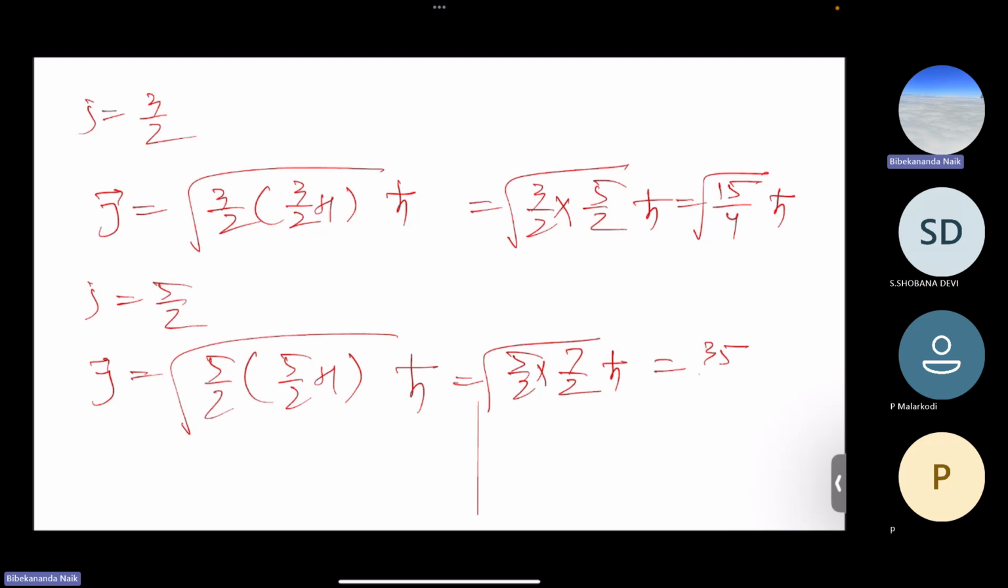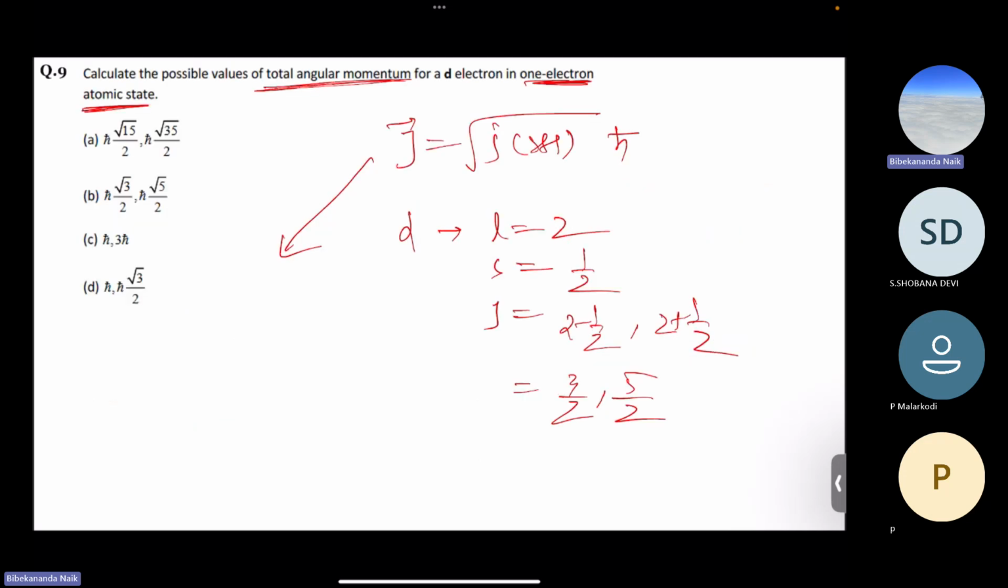by 4 h cross. So the correct option is root 15 by 2 h cross, root 35 by 2 h cross. Here root 4 is 2, so in the denominator it will be 2. So root 35 by 2 h cross and root 15 by 2 h cross.